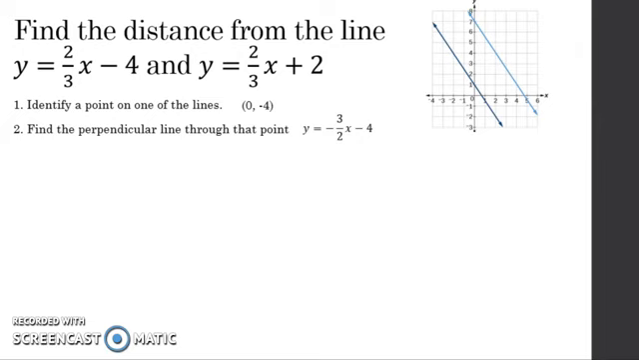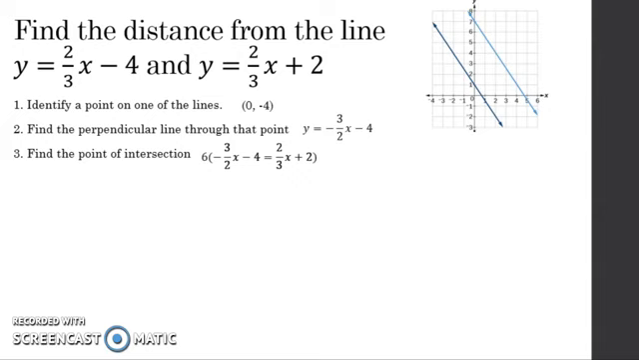And then we're going to use substitution to solve for the point of intersection between 2/3 x plus 2, the second equation, and our new equation, -3/2 x minus 4. So we're going to set those two equal, and we're going to solve. There is an issue here, and that is that we have fractions. We don't like to add fractions if we don't have to, so we're going to get rid of the fractions by multiplying by the lowest common denominator, which here is 6. So we're going to multiply by 6 to get rid of the fractions.